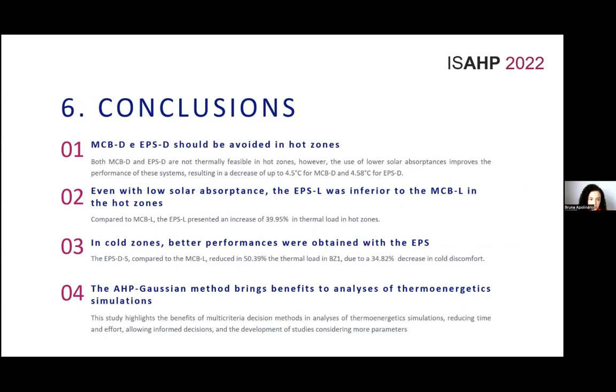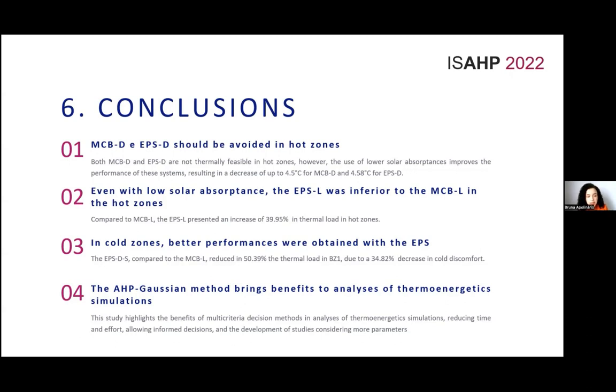And in the conclusions, it was seen that the masonry and the EPS core panels with dark color should be avoided in hot zones. And even using light colors, the EPS was inferior to the masonry due to an increase of 39.95% in thermal load. On the other hand, in cold zones, better performances were obtained with the EPS due to a 34.82% decrease in cold discomfort.